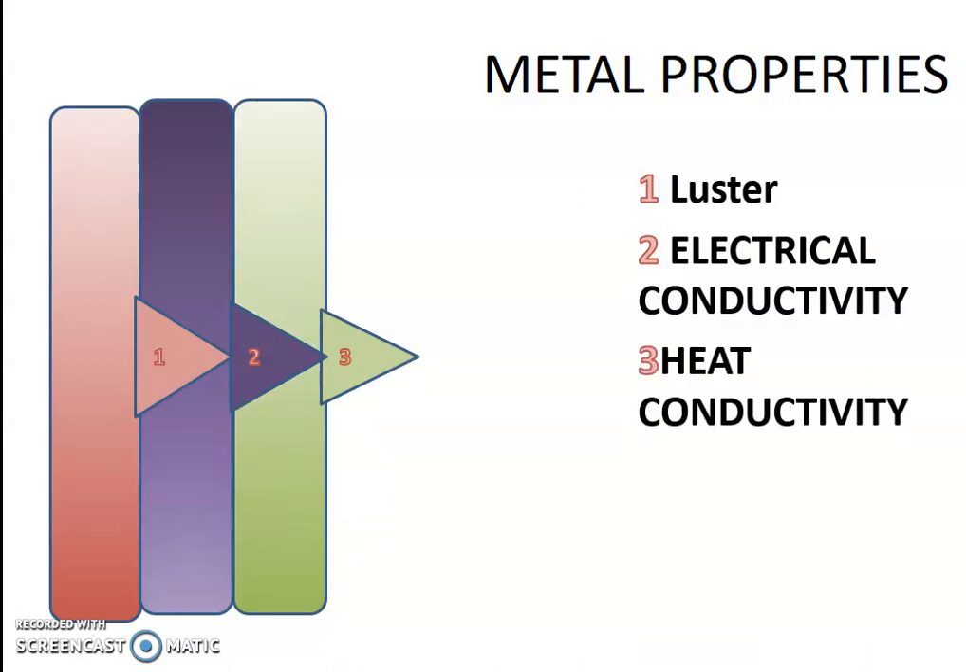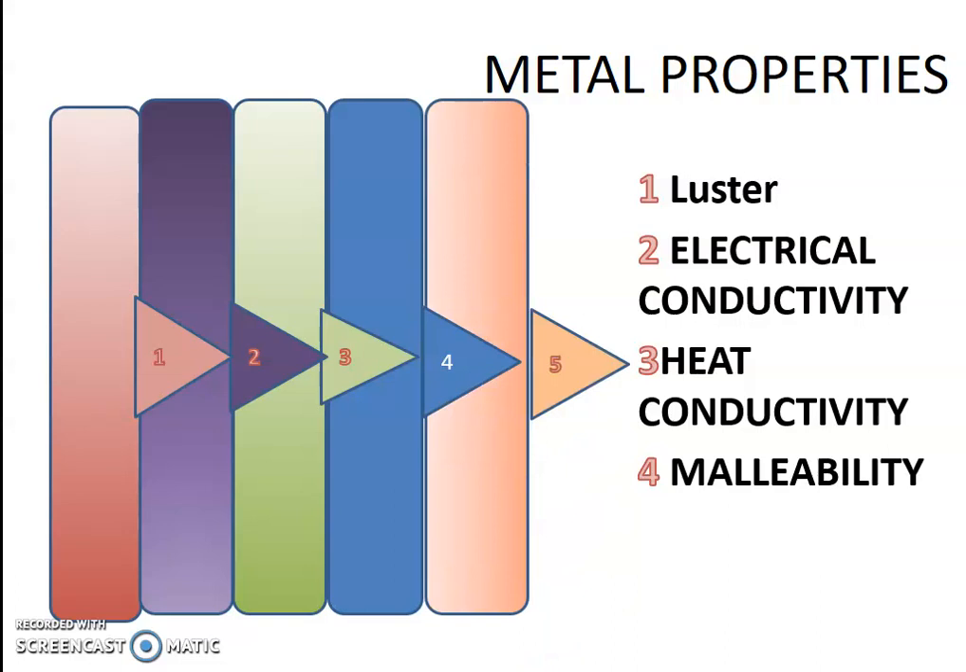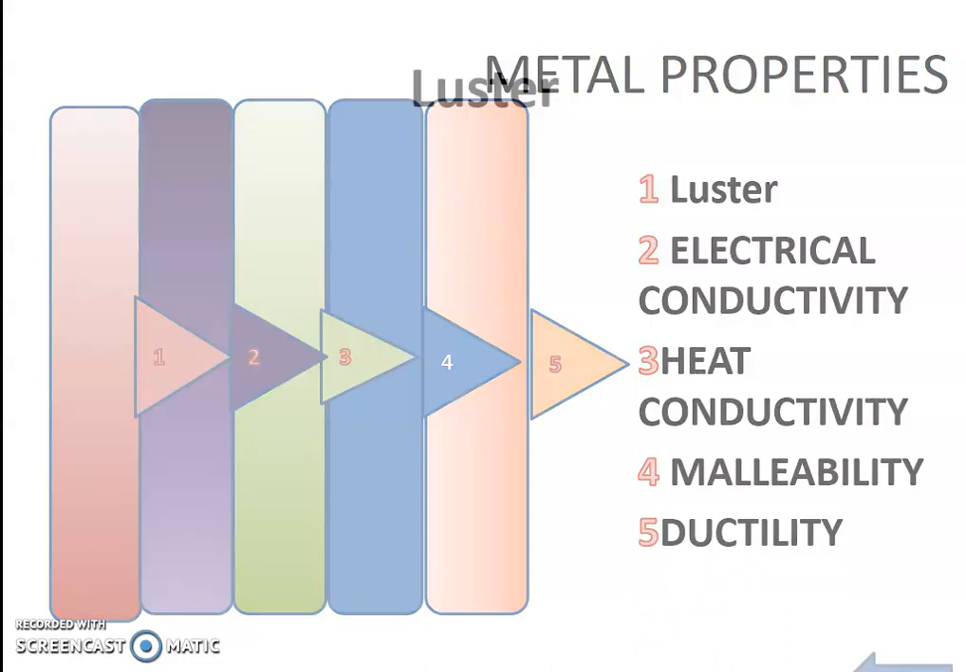Next property is heat conductivity. We are using different utensils at home. Why are we using metallic utensils? Why are we not using glass or plastic utensils? Because metals are good conductors of heat. Malleability: metals are easily converted into different shapes and sizes, so a variety of utensils and equipment are available. That is called malleability. Ductility: we can convert metal into thin wire. That is called ductility.